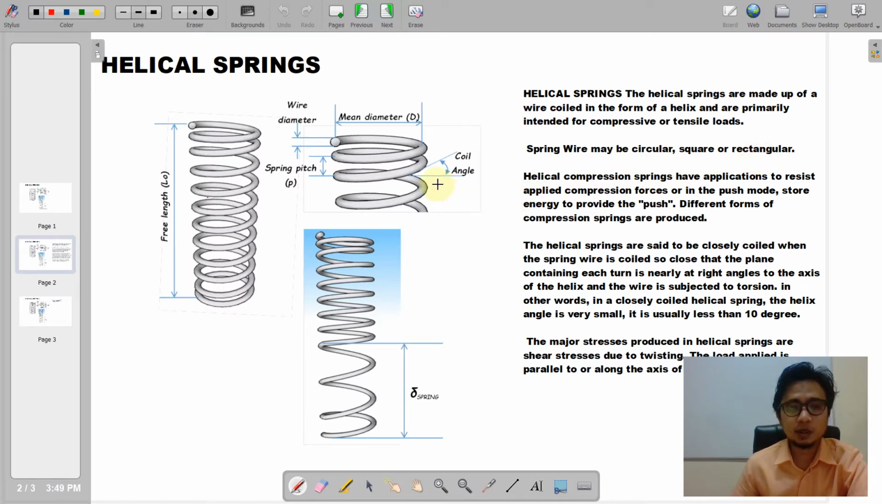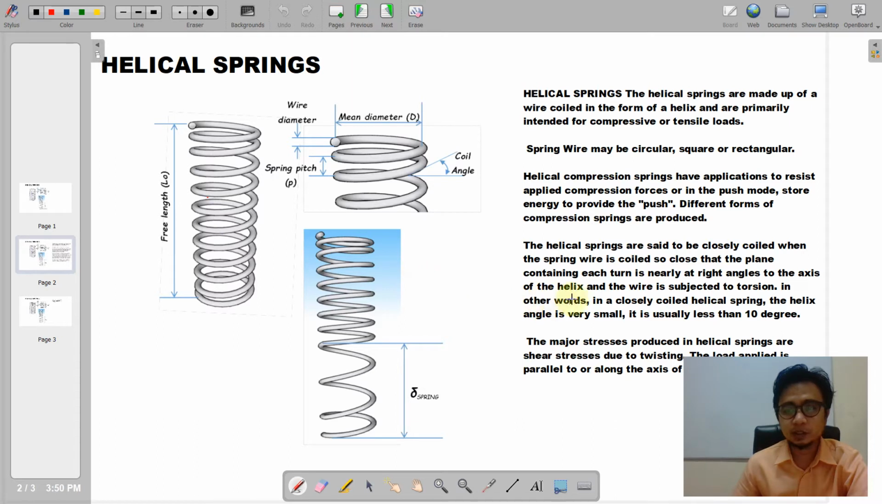Basically, you cannot notice what is really the cross section of the spring, but the spring may be circular, square, or rectangular in cross section. Helical compression springs have applications to resist applied compression forces, or in the push mode. So it has stored energy to provide the push. Different forms of compression springs are produced.